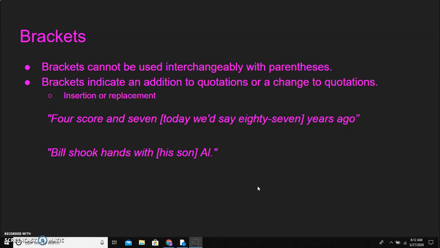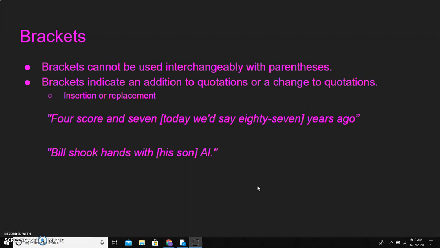So brackets, by the way, can't be used interchangeably with parentheses. So what you know about parentheses does not hold true to brackets. I already said they indicate an addition to quotations or a change to quotations. So let's just look at a few examples. There are other examples in your book that you can look at, but here are just a few simple ones. Four score and 7 [today we'd say 87] years ago, and then this would go on, this quote.